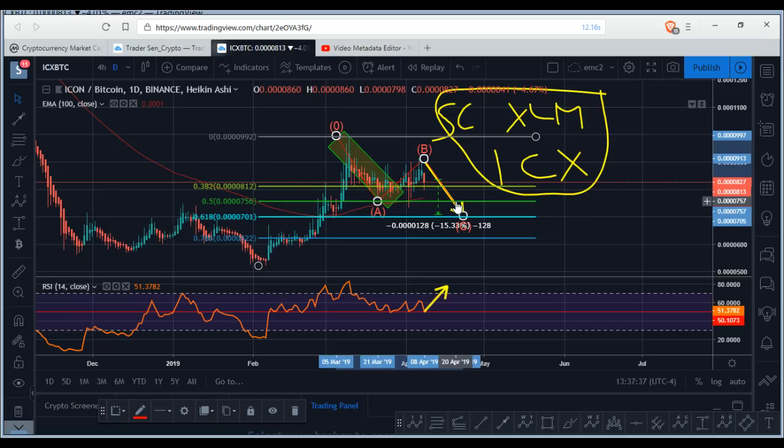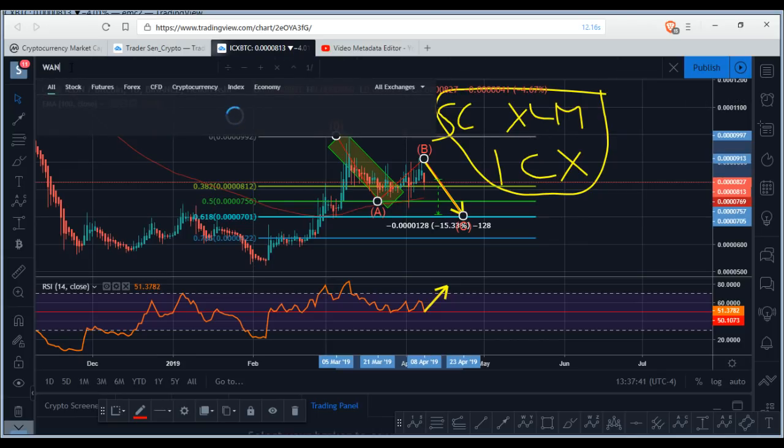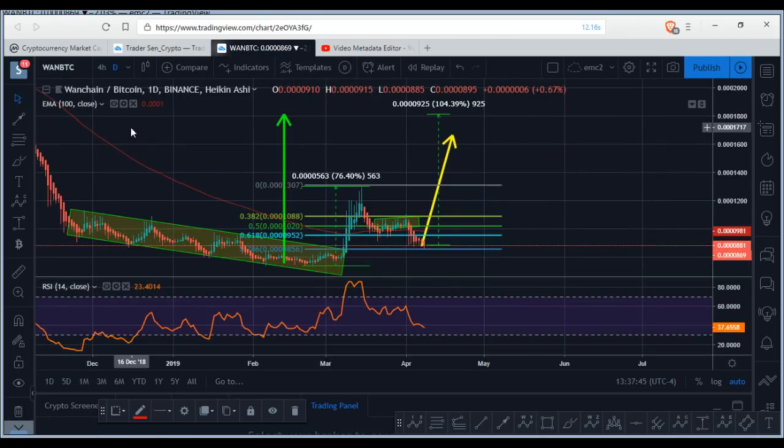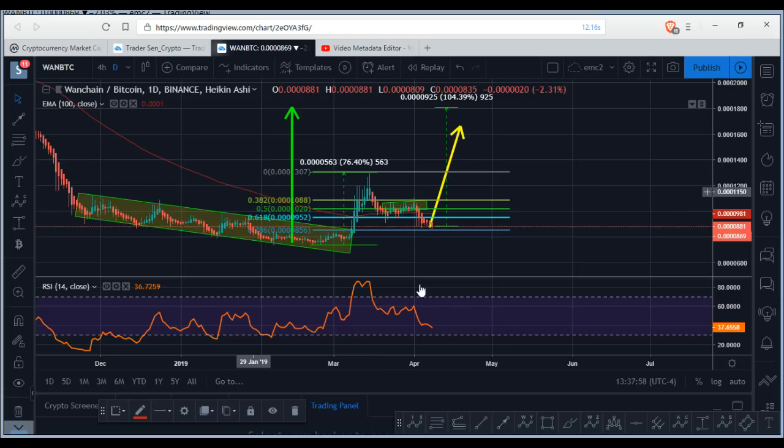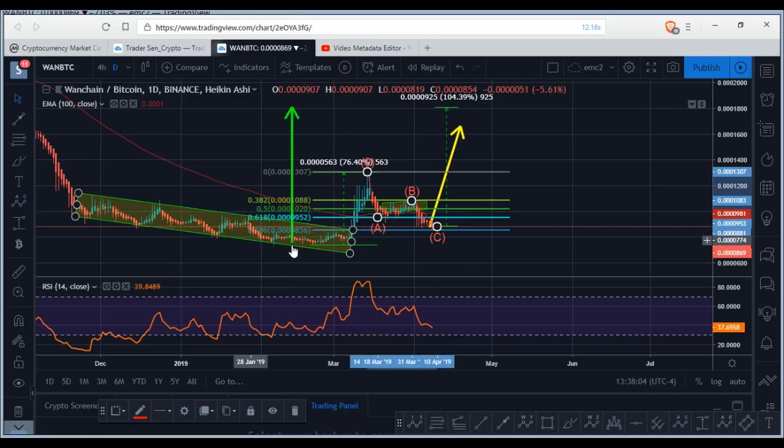Ortega, I'm going to take a look at XRP very shortly. Let's go ahead and take a look at OneChain. All right, OneChain, same exact pattern. Even before I take a look at OneChain, that's the same exact thing I was talking about with ICX, a nice ABC correction to the downside.